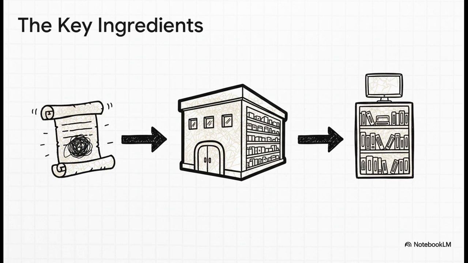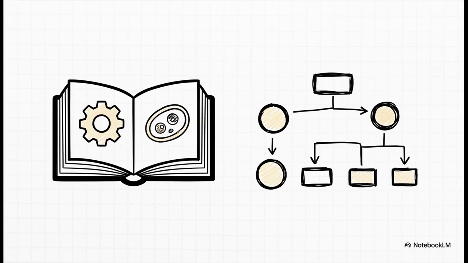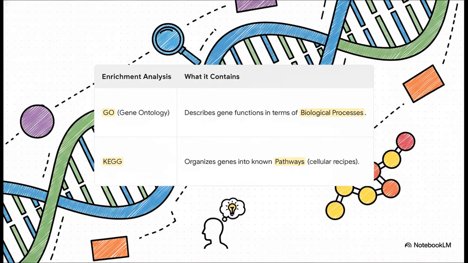And last, you need your reference databases. These are the digital libraries that work like your aisle categories. And two of the biggest, most important libraries for this kind of detective work are called GO and KEGG. They're these massive public databases that basically catalog everything we know about what genes do. The easiest way to think about it is like this.